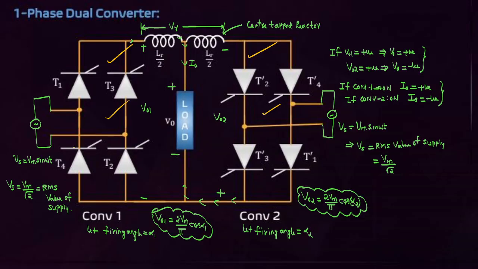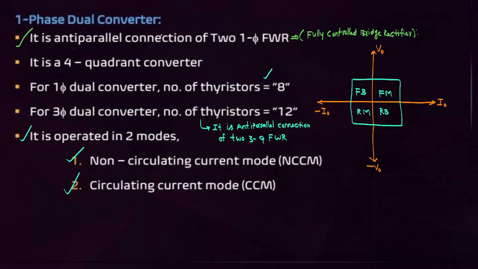The purpose of using the dual converter is to control the motor in 4 quadrants, not in 2 quadrants, without reversing the armature terminals or field terminals of the motor. That is, it is an anti-parallel connection of two single phase full wave rectifiers. If it is a single phase dual converter, it uses two single phase full wave rectifiers. If it is a 3-phase dual converter, two 3-phase full wave rectifiers. That is the only difference.